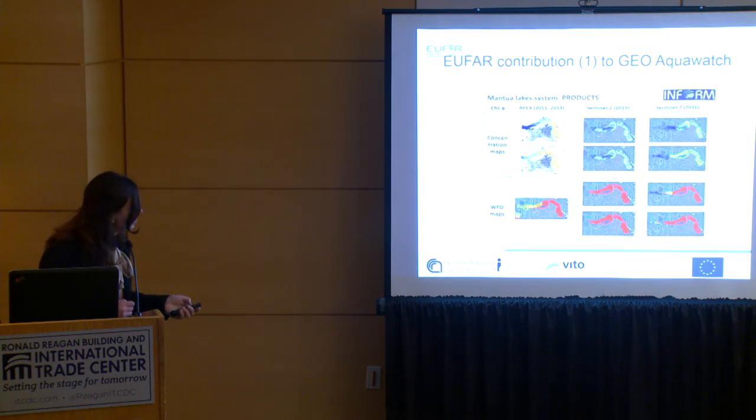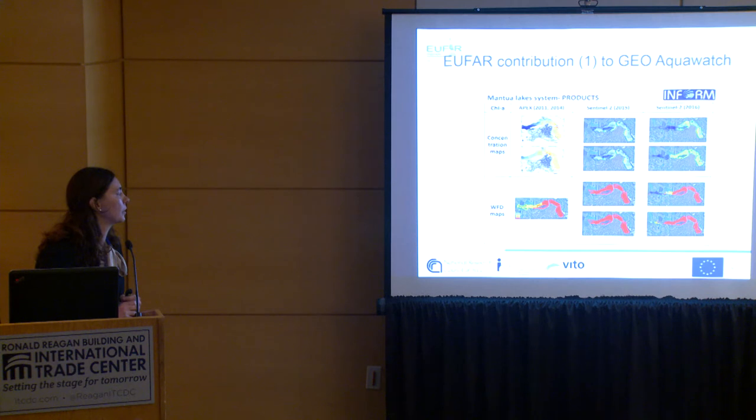This is a result based on the airborne APEX data. They produced a chlorophyll map based on that, and then they translated that map into what they call a Water Framework Directive map. That gives an indication of good, moderate or bad water quality.